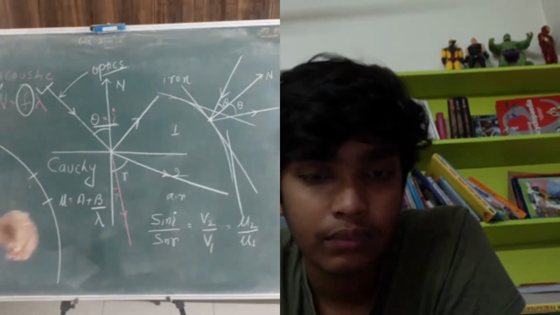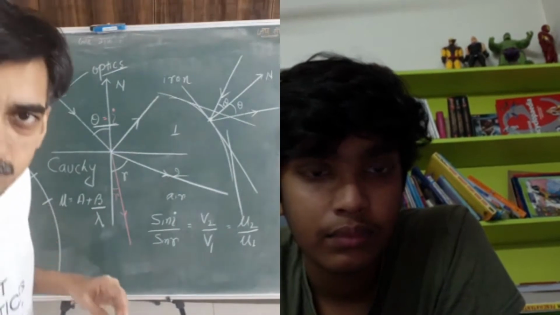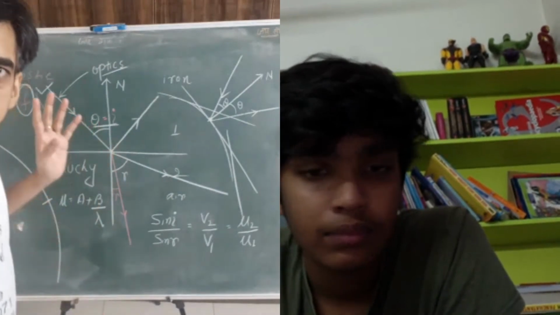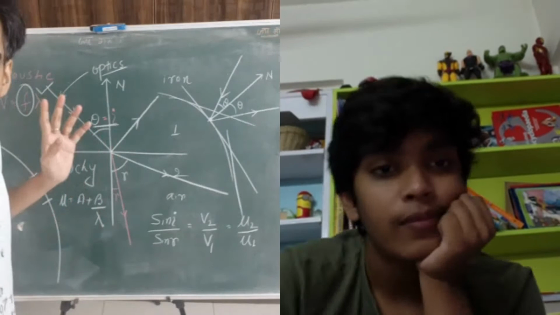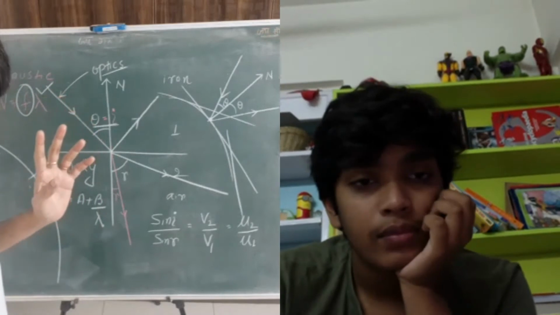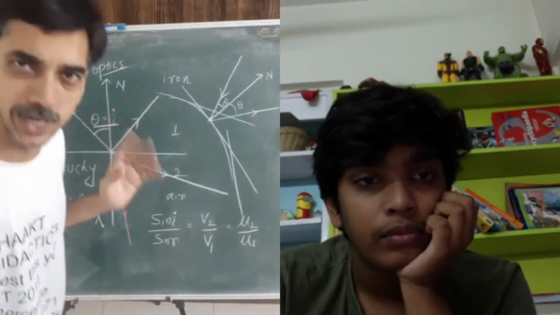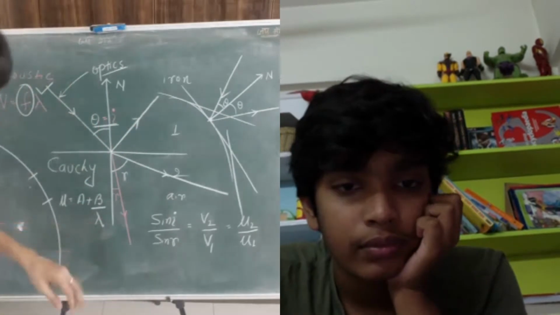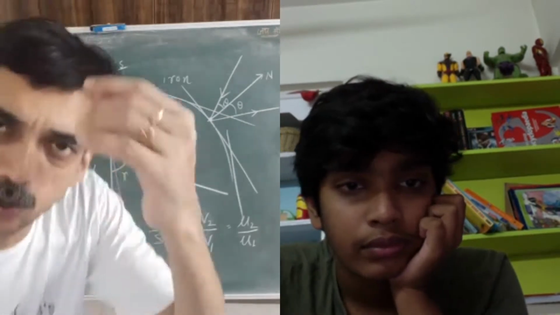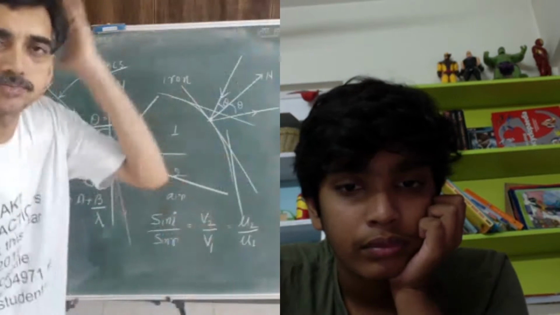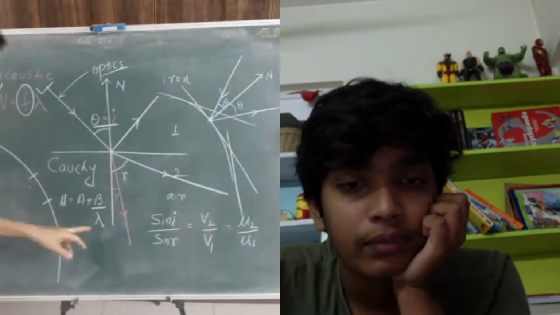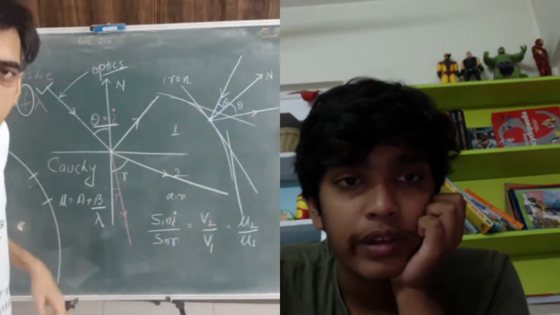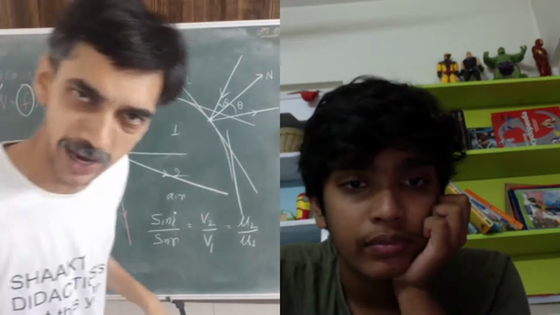Mu is called refractive index. Clear? What is this refractive index? A property of medium. What are A and B here? They are experimental constants, correct? What is lambda over here? Wavelength. Lambda is wavelength, correct?